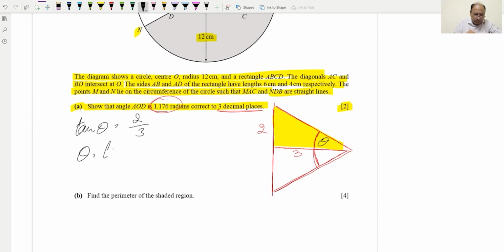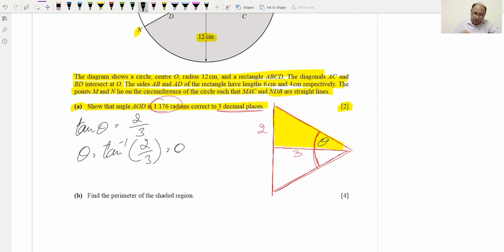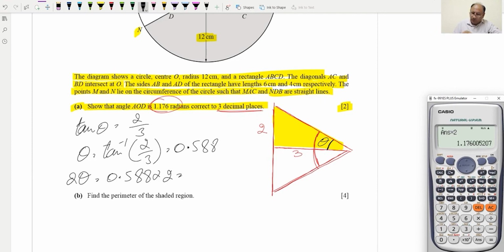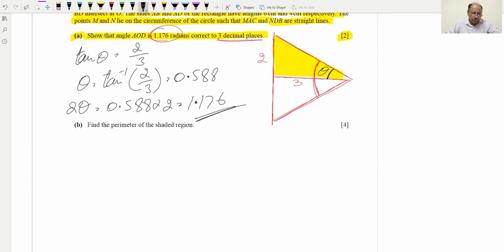So theta will be equal to tan inverse of 2 over 3, and this will be equal to 0.588, this is the value, and keep in mind this is for this half, so we need the double. So 2 theta, we require 2 theta basically, so 2 theta will be equal to 0.588 into 2. So if we multiply this by 2, we will get 1.176, and this is radians. So up to 3 decimal places we have provided the answer, and this was a 2 mark question, which is done.